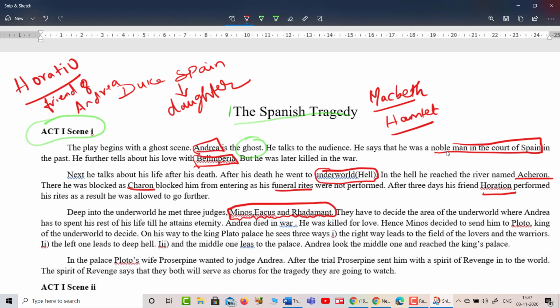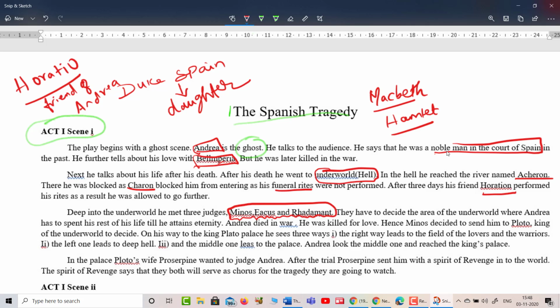These three people, that is Minos, Eacus and Rhadamanth, have to decide where Andrea should live or where Andrea should exist till he attains eternity, because Andrea is murdered in the war.